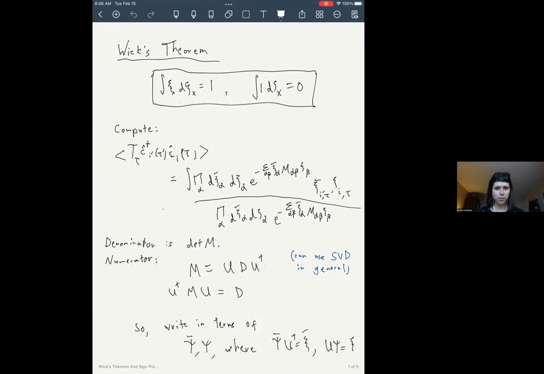Okay, so we want to be able to do this integral. And as mentioned before, the two main things to remember with Grassmann integrals is that when you integrate with one variable, psi d psi, you get 1. But then if you have a d psi by itself, you're going to get 0.